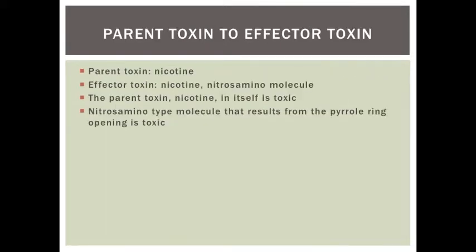The parent toxin is nicotine. The effector toxins are nicotine and a nitrosamino type molecule. The parent toxin, nicotine, in itself is very toxic. The nitrosamino type molecule that results from the pyrrolidine ring opening is also toxic.